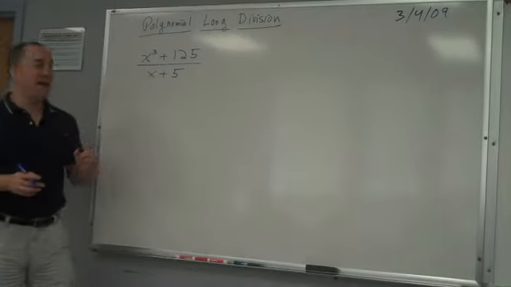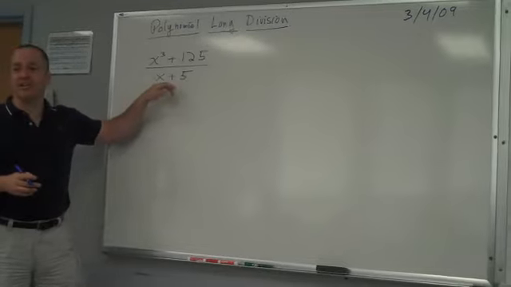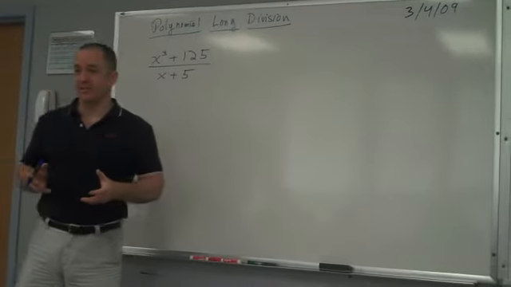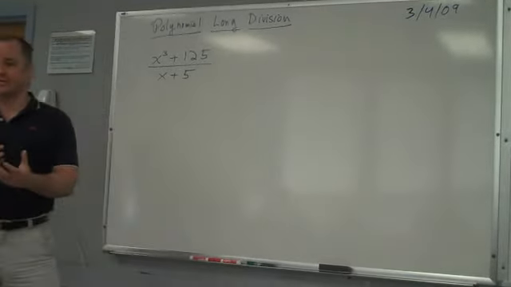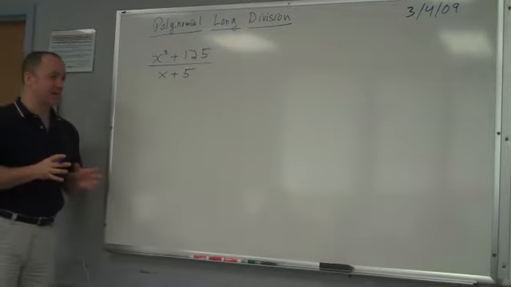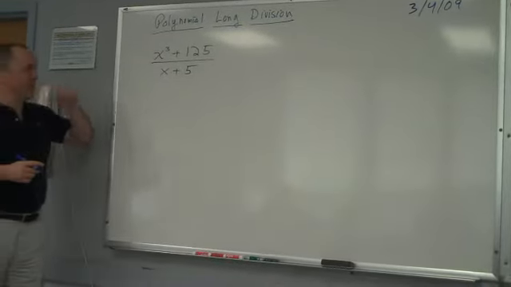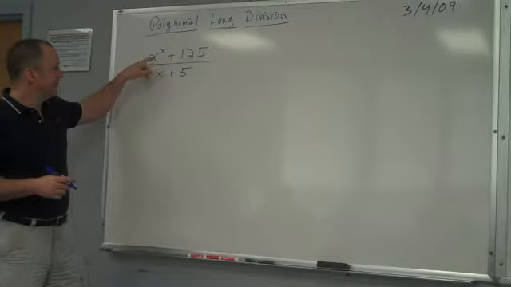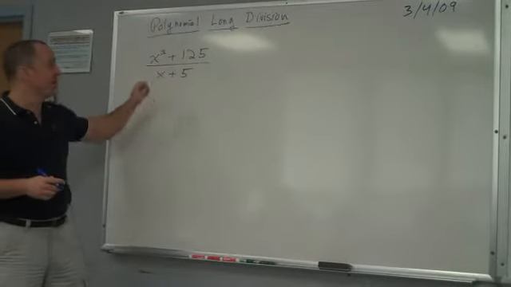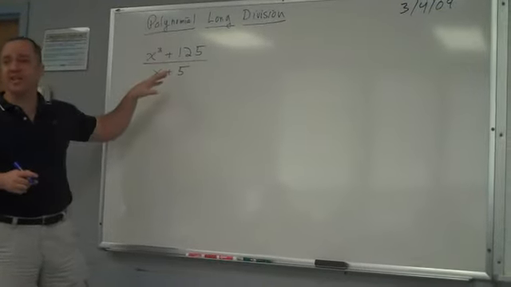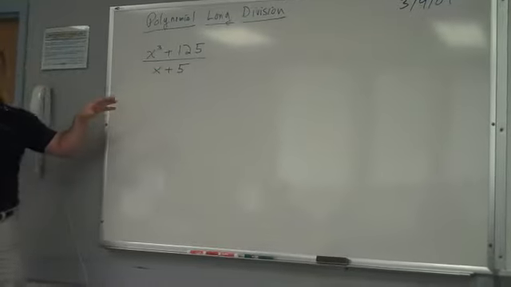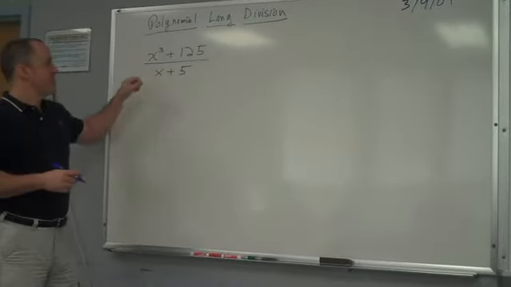When you have addition or subtraction on the top or bottom of a fraction of a polynomial, it's called a rational expression. We'll get to that later. But when you have an addition sign between your terms, you cannot cancel anything out or reduce it. But can't you divide x plus 5 into x cubed?